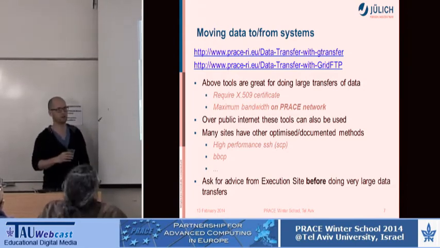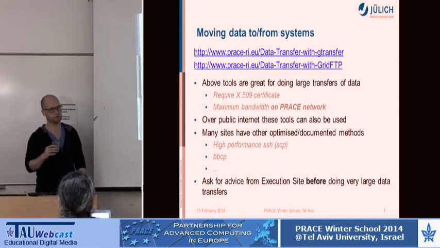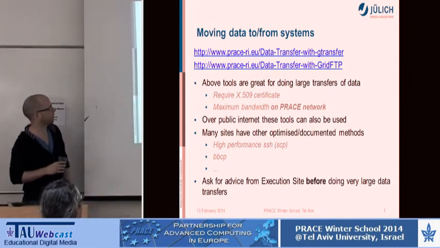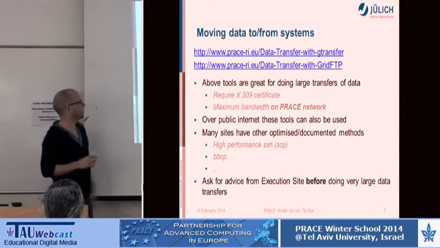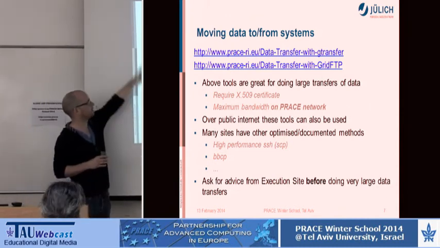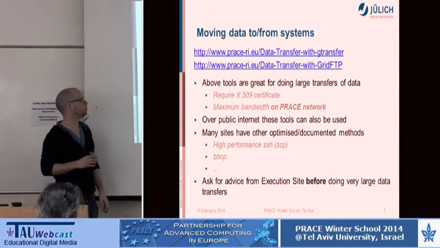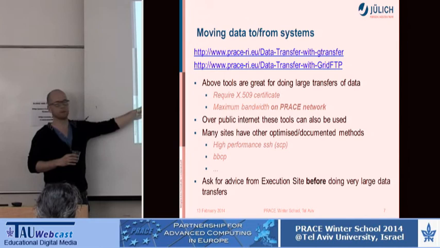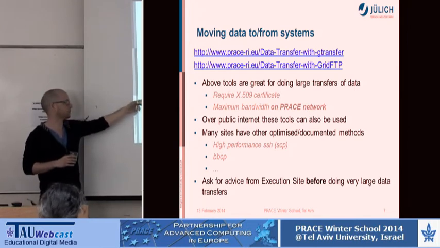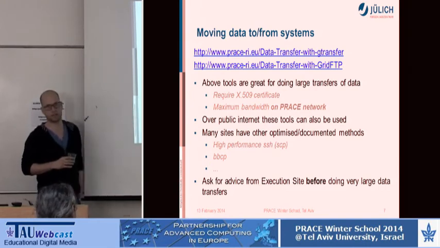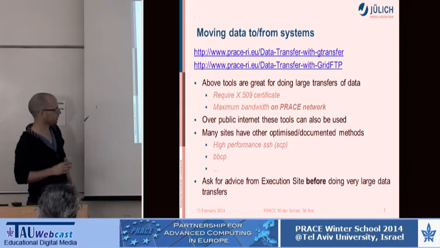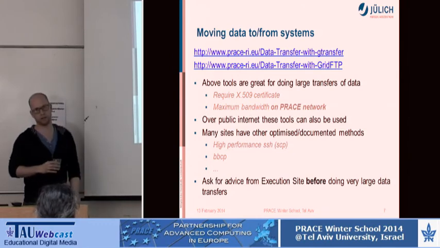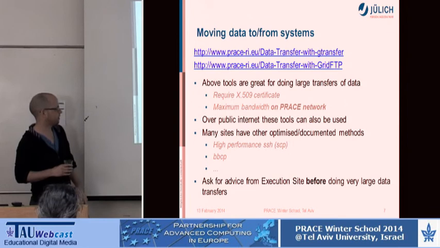You have pretty good connection in general, but you probably don't have a dedicated one to the PRACE network, so you're probably going over what you could call the public internet. Over the public internet, these tools can be used and they're efficient, so it would be a good idea to use them. Many sites have their own optimized or documented methods. Maybe it's something like high performance SSH they have installed. You won't need to know too much about that. There are other tools like BBCP that look a little bit like SCP, but they're there too. You basically have to look on the website of the site to see exactly what it is.